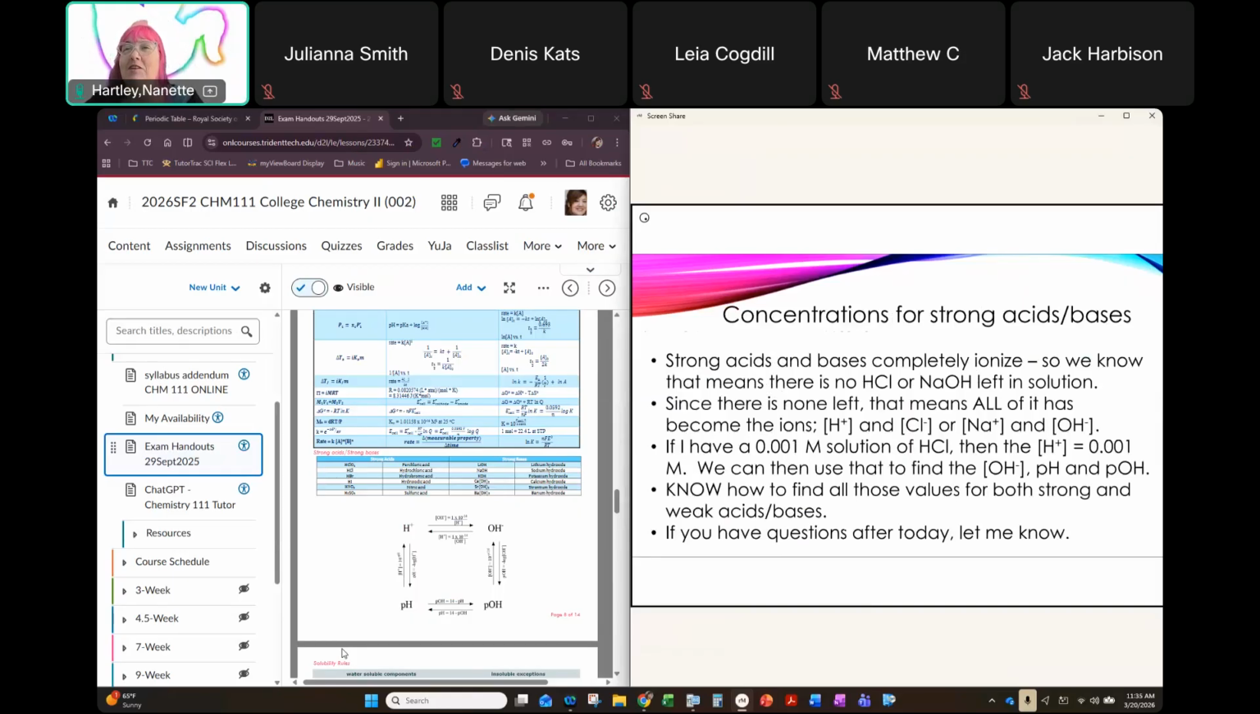So if I have a 0.001 molar solution of HCl, then the H plus and the Cl minus are both 0.001 molar. The same thing will be true with our OH components, again excluding the stoichiometry if there are two of them. All right, so you'll need to be able to find from one of those concentrations, either H plus or OH minus, the pH, the pOH, the OH minus, the H3O plus, depending on what you start with.